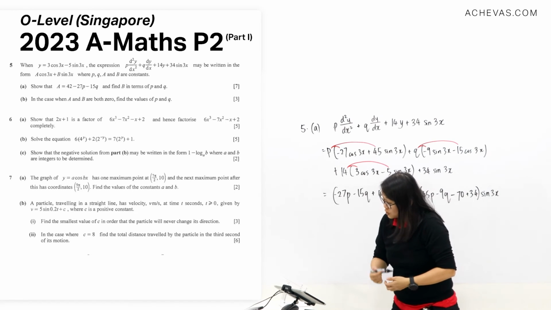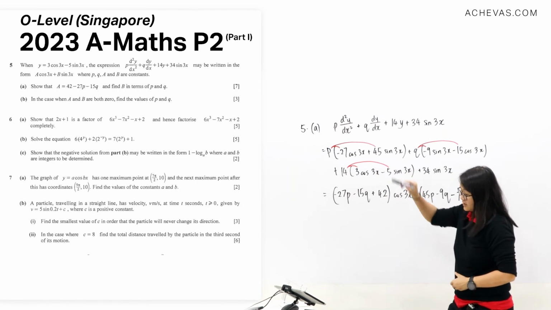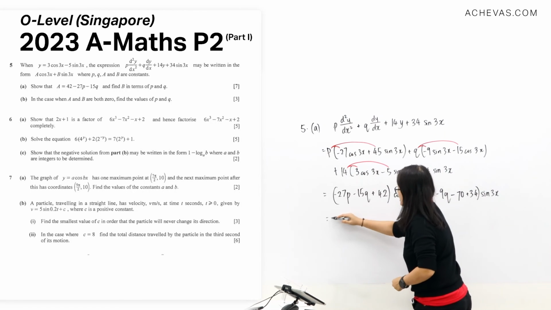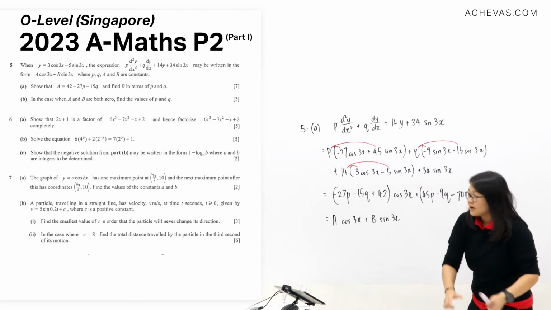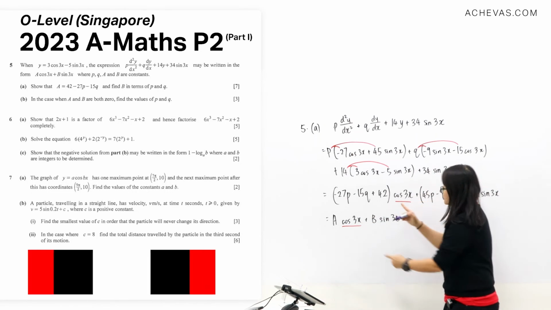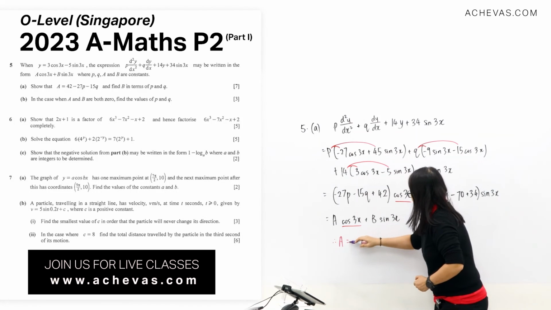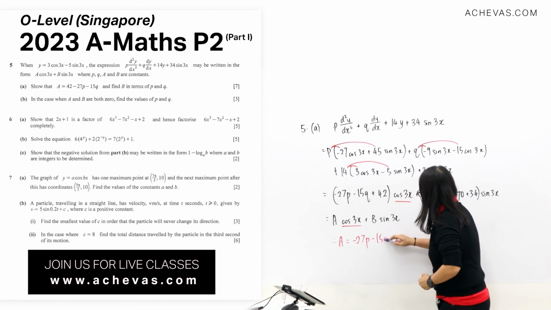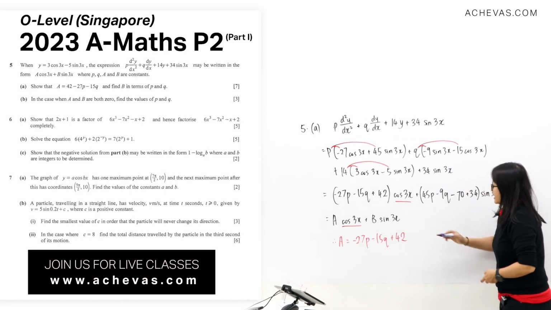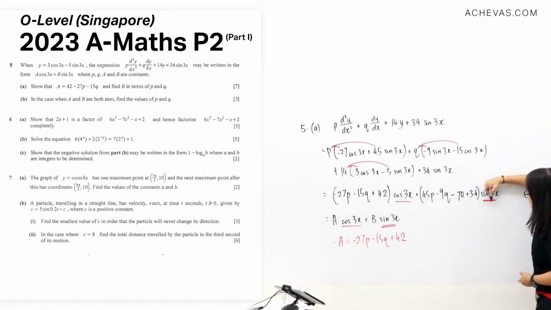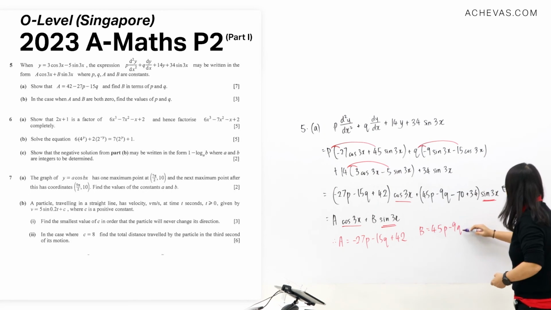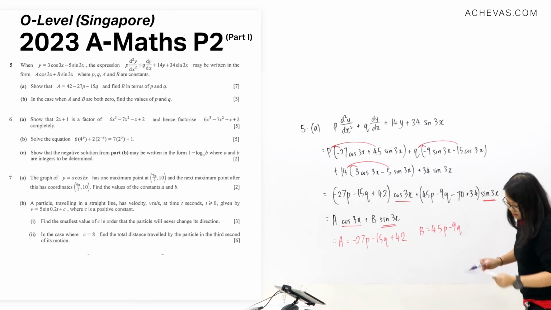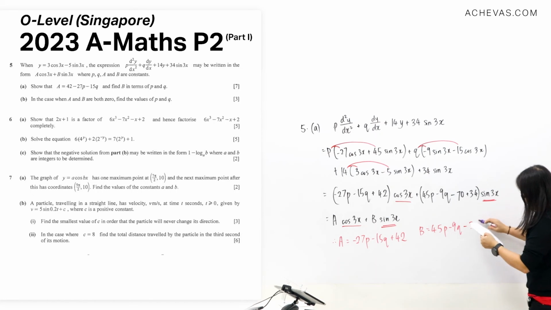So the next one is we need to show that a is that. So since a, let me just write one more line. A cosine of 3x plus b sine of 3x. We're just going to do by comparing cos 3x with cos 3x. So a must be this. Negative 27p minus 15q plus 42. And next, by comparing sine 3x with sine 3x, so b will be this one here, 45p minus 9q. We're just going to add these two together. So I will be getting negative 36.